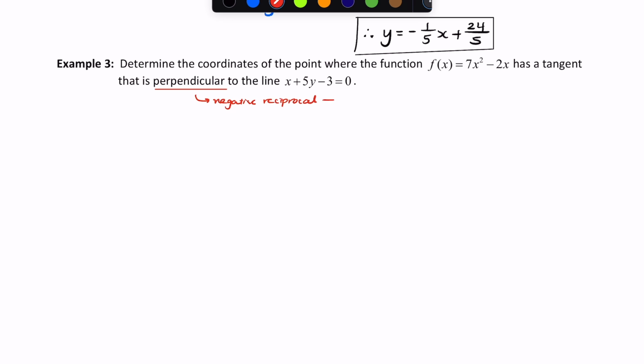In terms of slopes. And here, again, it has a tangent from this function, which means that we have to find a specific point a and f of a. So here we need to find point a and f of a.